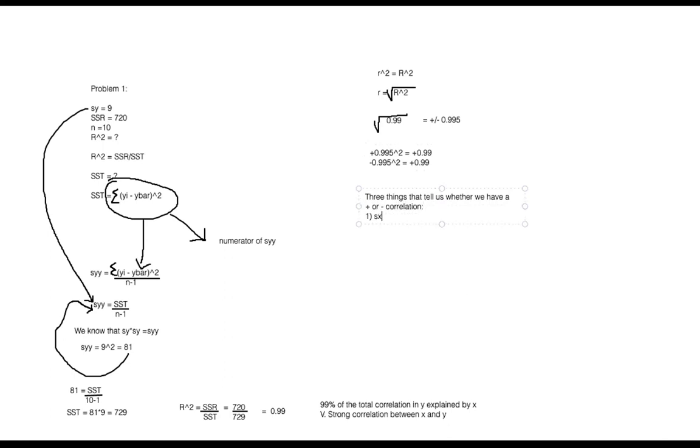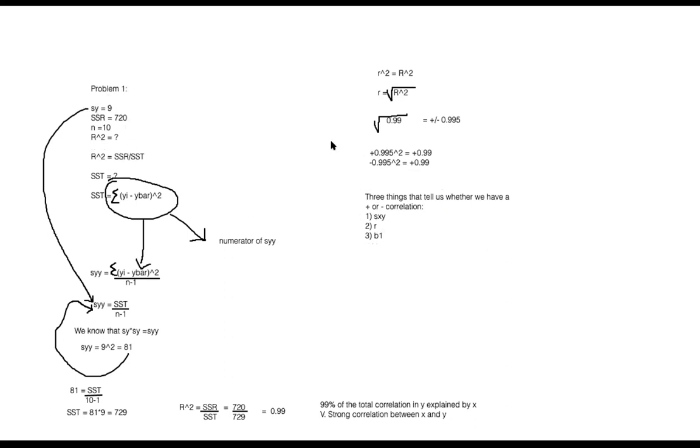First thing is SXY. The second one is Pearson's R. The third one is B1. Right? So these are the three things that'll tell us whether it's a positive or negative correlation. But here, I have not provided any of that information. We know that we have a very strong correlation between X and Y, but we don't know whether there's a positive or a negative correlation. None of this information here tells us anything about the direction of the relationship.